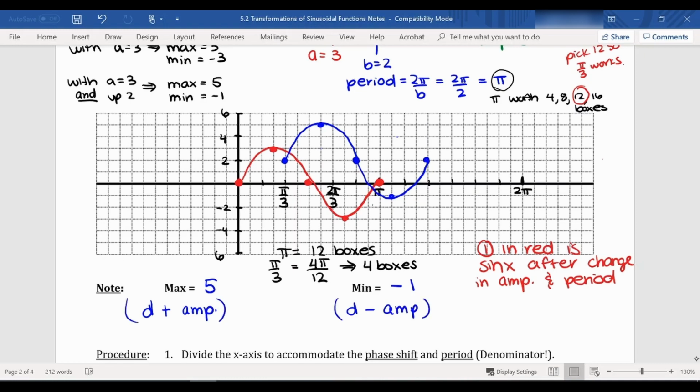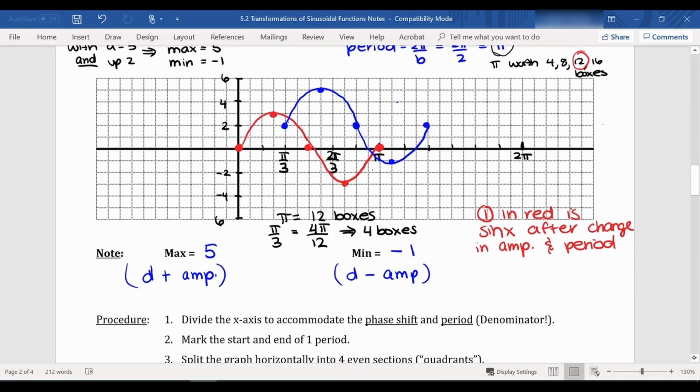Okay. So when we graph these, the big key here is making sure you have an axis that's easy to work with. If you pick the wrong one, you can still do the question. It just might be a little bit more difficult. You also do not have to graph multiple graphs. You can go straight to the answer if you want.